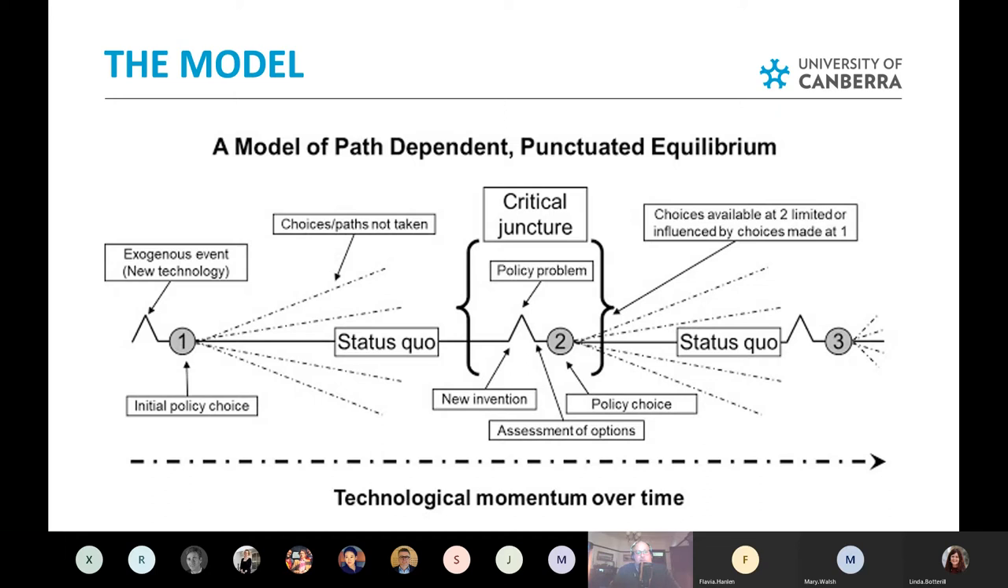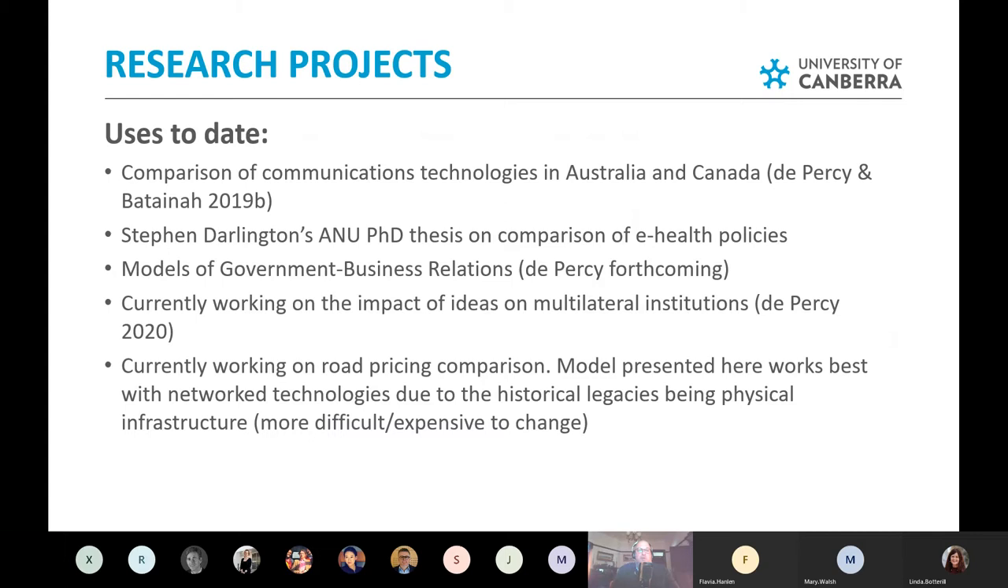And again, I think it depends on the type of study you're doing, but it is useful to have some sort of theoretical understanding of whatever it is that you're studying and how you apply it to the model. So some uses to date include a comparison of communications technologies in Australia and Canada. Stephen Darlington, you may be familiar with Stephen. He's worked with us for many years in the school as a sessional and for some of our overseas classes.